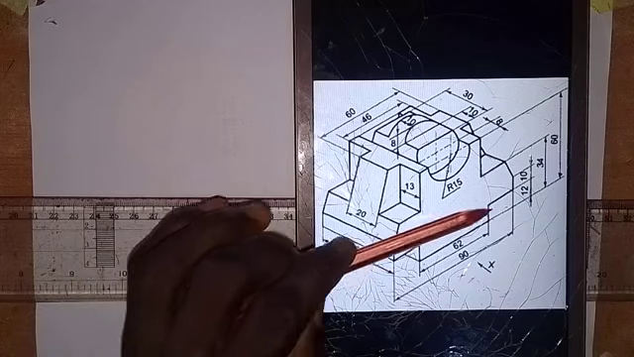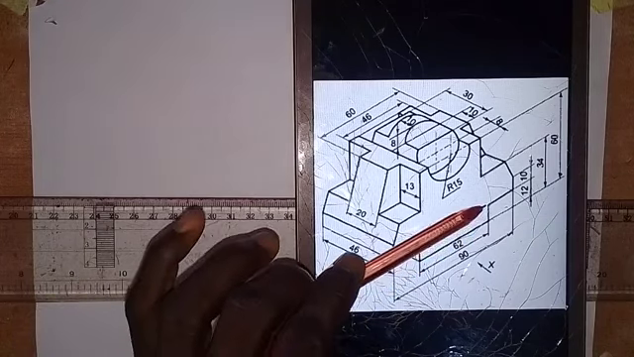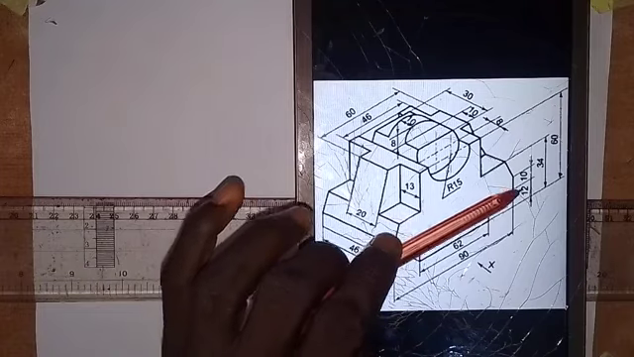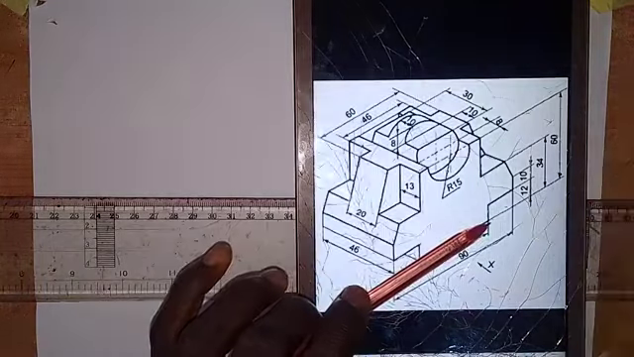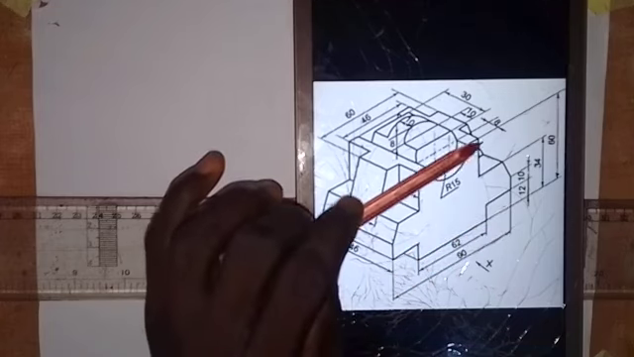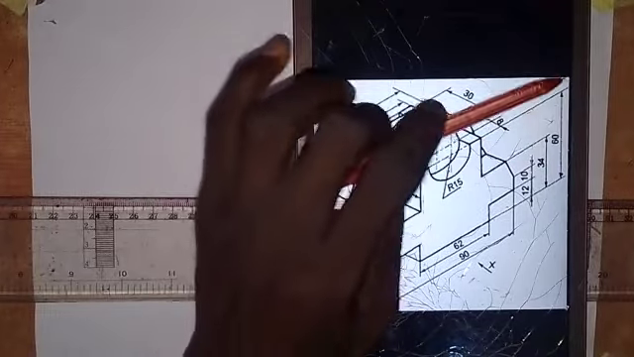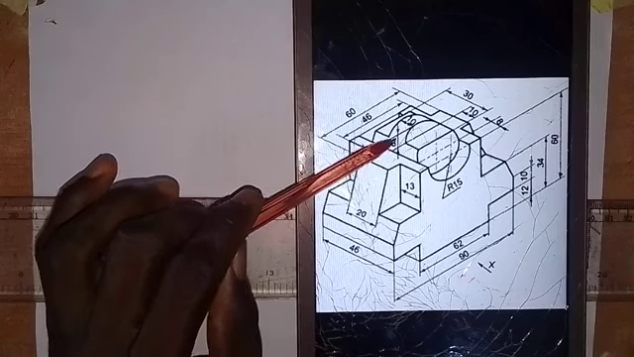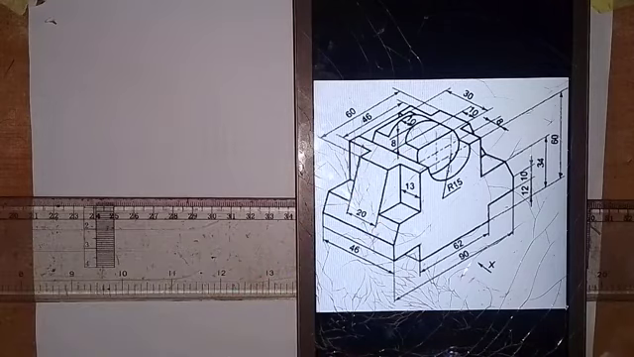So the total length from here to this end is 90 millimeters, from here to here is 62 millimeters, the distance from here to here is 12, and from here to here is 10. And then we have the total height from this level to this level, which is 34, while the total height of the object to this level is 60 millimeters. And then the distance from here to here is 8 millimeters. Okay, so those are the distances that we are going to make use of.